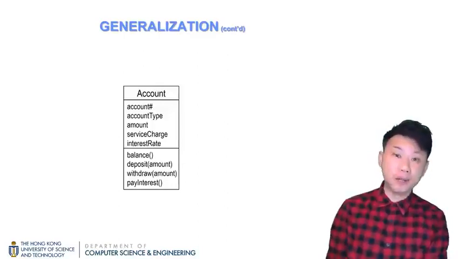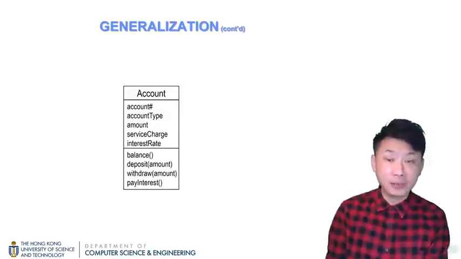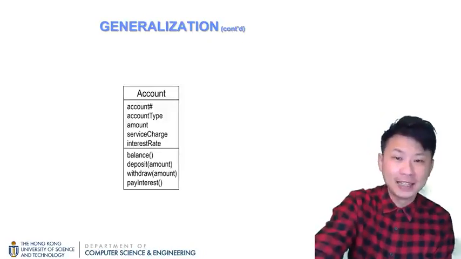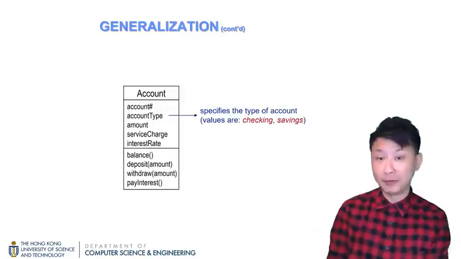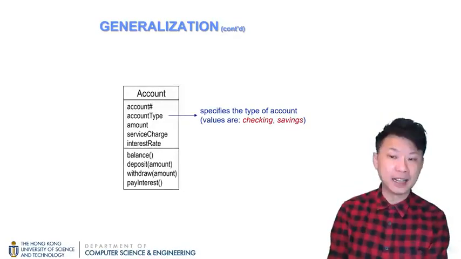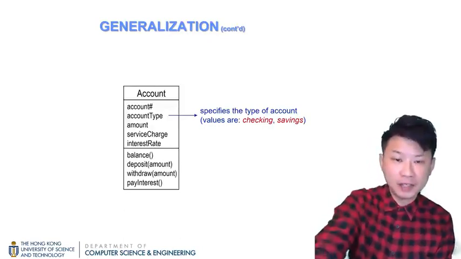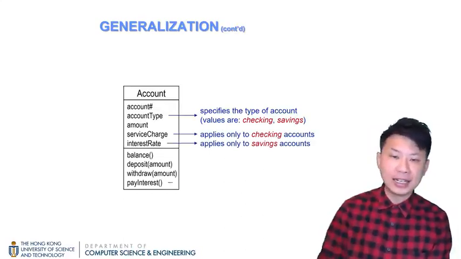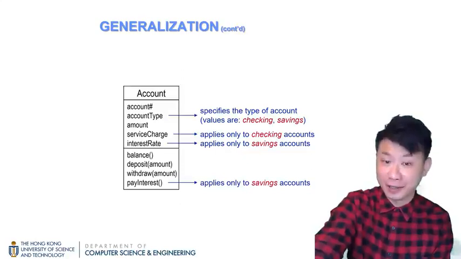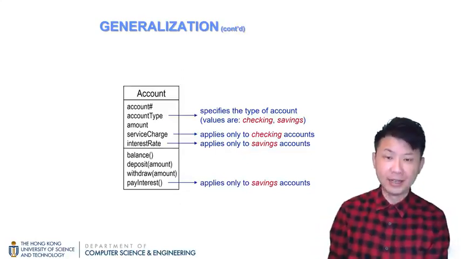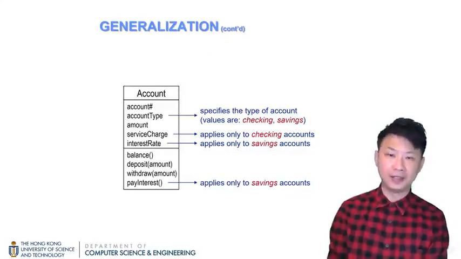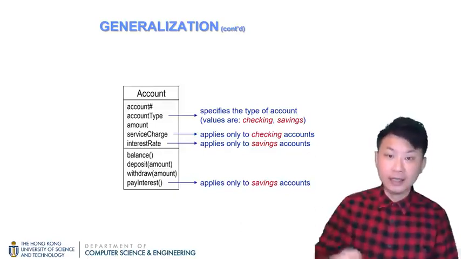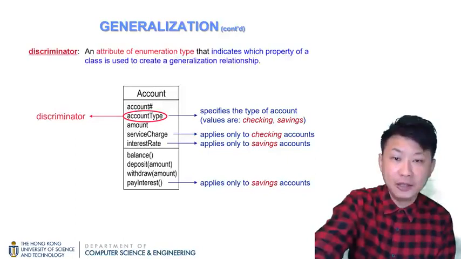Let's say we are trying to build a software system for a bank, and within the application domain we have different accounts. You can see from the attributes that we have different types of accounts. For example, some of the accounts are checking accounts, and some are saving accounts. Some of the attributes, let's say service charge, apply to only checking accounts, and interest rate applies only to saving accounts. The operation pay interest will only apply to saving accounts, etc. Then instead of saying that we only have account, we can specialize account into two types.